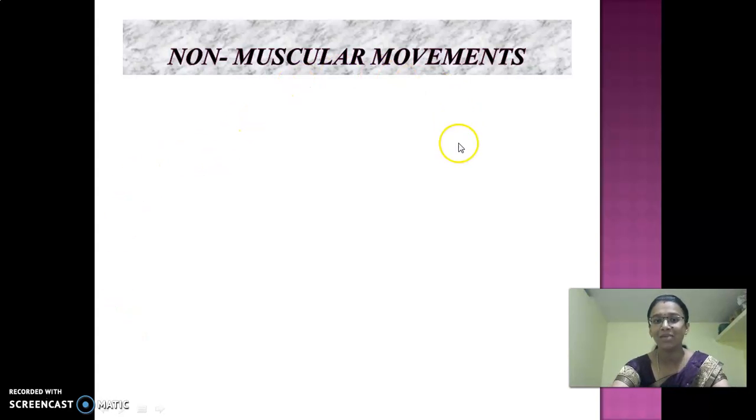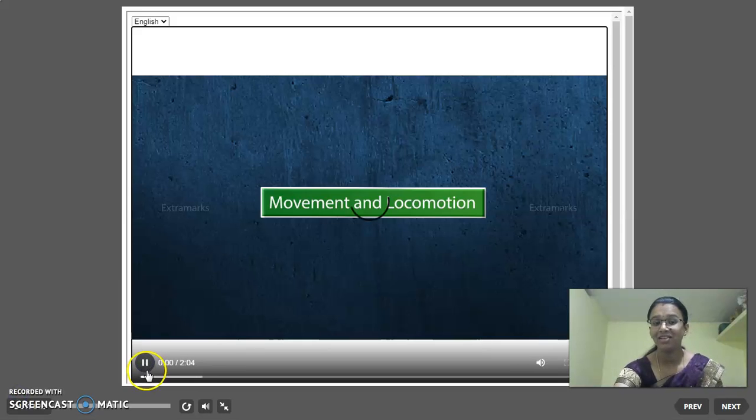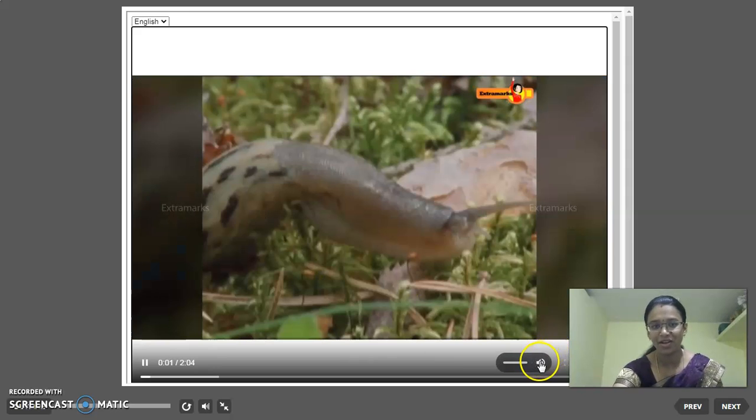So don't think nothing is there. I am going to show you a video now. By seeing this video, you will get a complete idea of what is meant by movement. Are you ready to see? Fine. Here the video is, children. So, movement and locomotion.